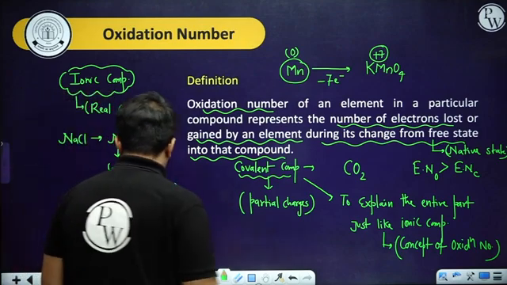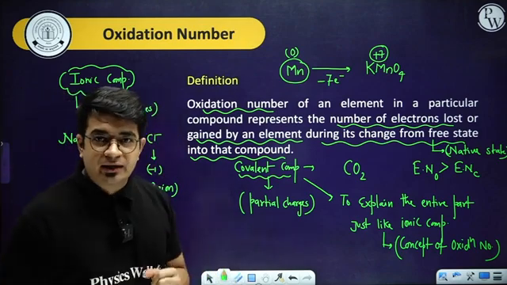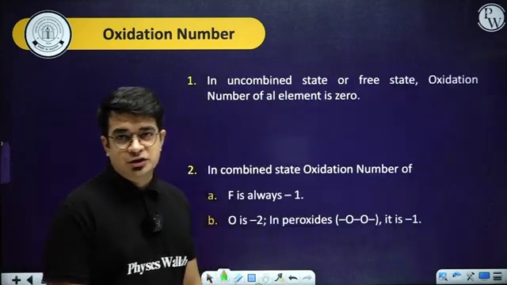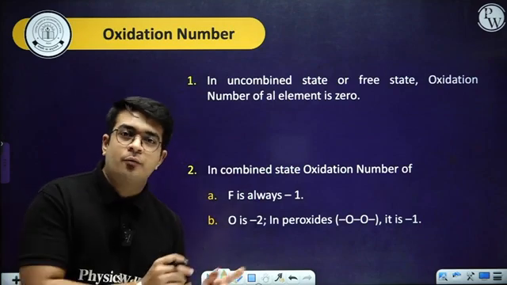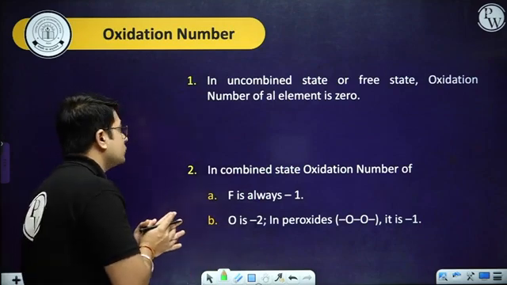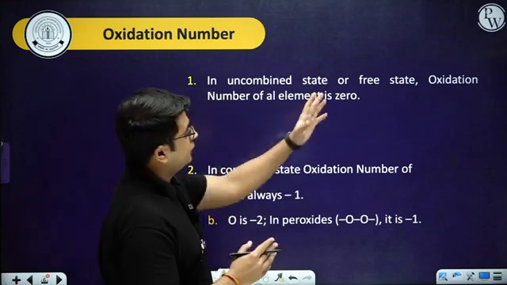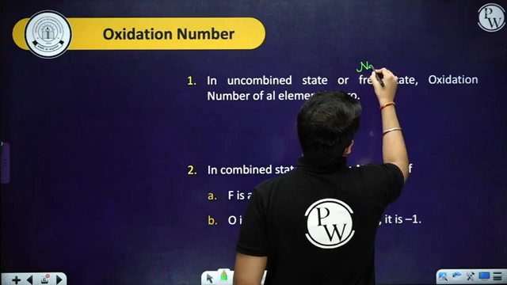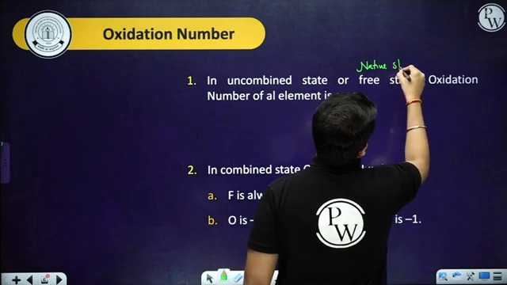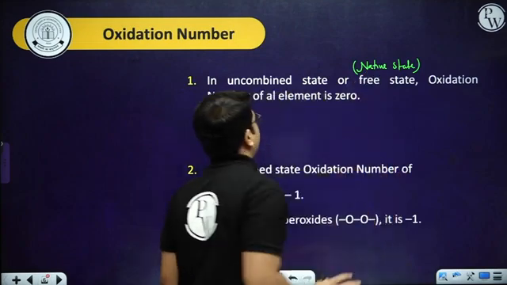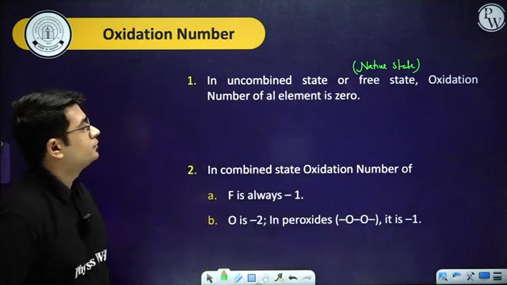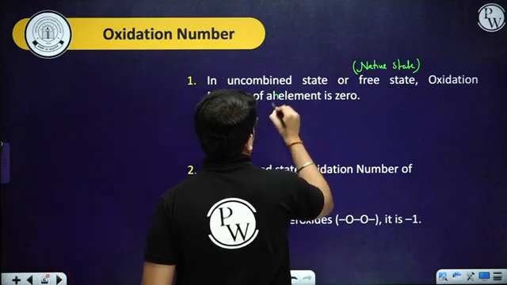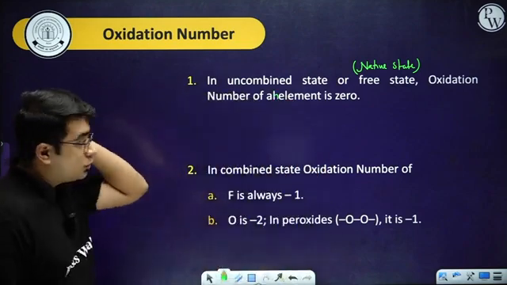Now there are certain rules by which you can calculate the oxidation number. For example, the first part, whenever you are calculating the oxidation number, I am talking about the mathematical formulation of oxidation number calculation. In the uncombined state, or free state, or you can say native state, the oxidation number of an element is always 0.